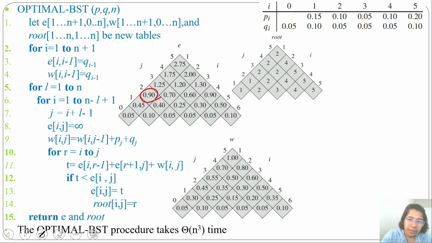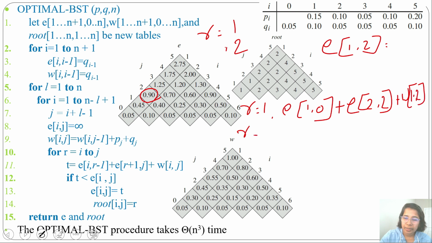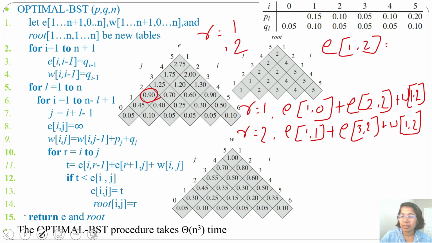Suppose we want to find E12. R can be 1 and 2. For R equals 1, E[1,0] plus E[2,2] plus W[1,2]. For R equals 2, E[1,1] plus E[3,2] plus W[1,2]. You can just compare the E parts, and whichever is minimum, you add W[i,j] with that.